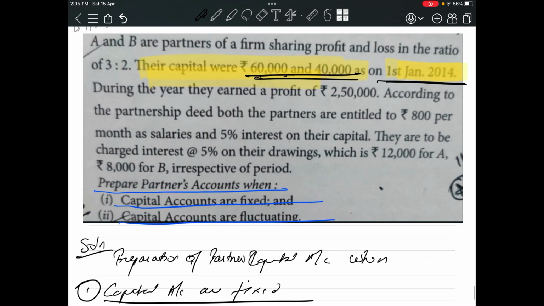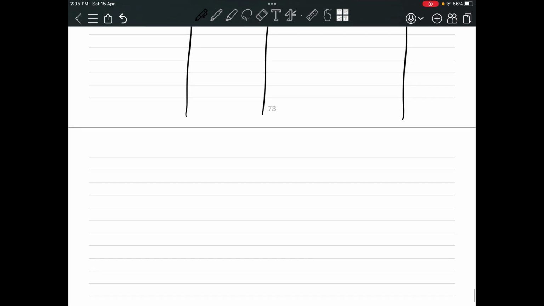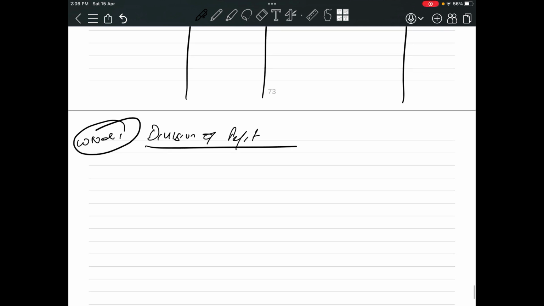Now let's start with the first item. During the year they earned a profit of 2,50,000. They means A and B. This profit will be divided between A and B in the ratio of 3:2. So let's calculate working note number 1, division of profit between A and B.